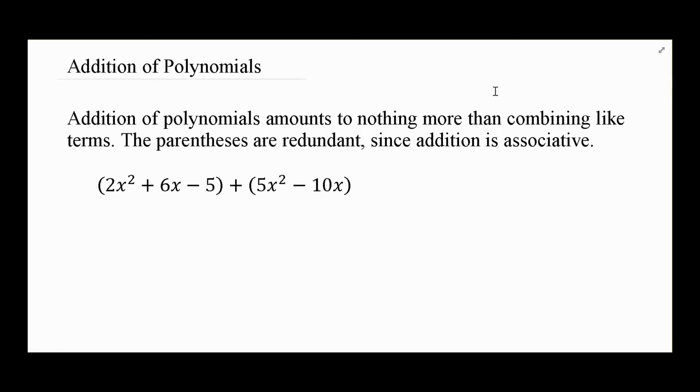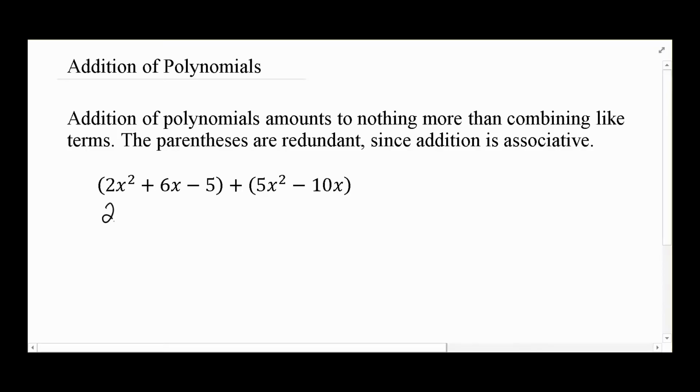Now, when it comes to adding polynomials, the basic idea is just going to be to combine like terms. So we're going to start off with 2 different polynomials. They're going to be in parentheses, but the parentheses don't really matter if it's addition. We can basically just remove them, and they got a whole bunch of terms, and just combine like terms. This first example, we can basically ignore the parentheses because the addition sign there is redundant.